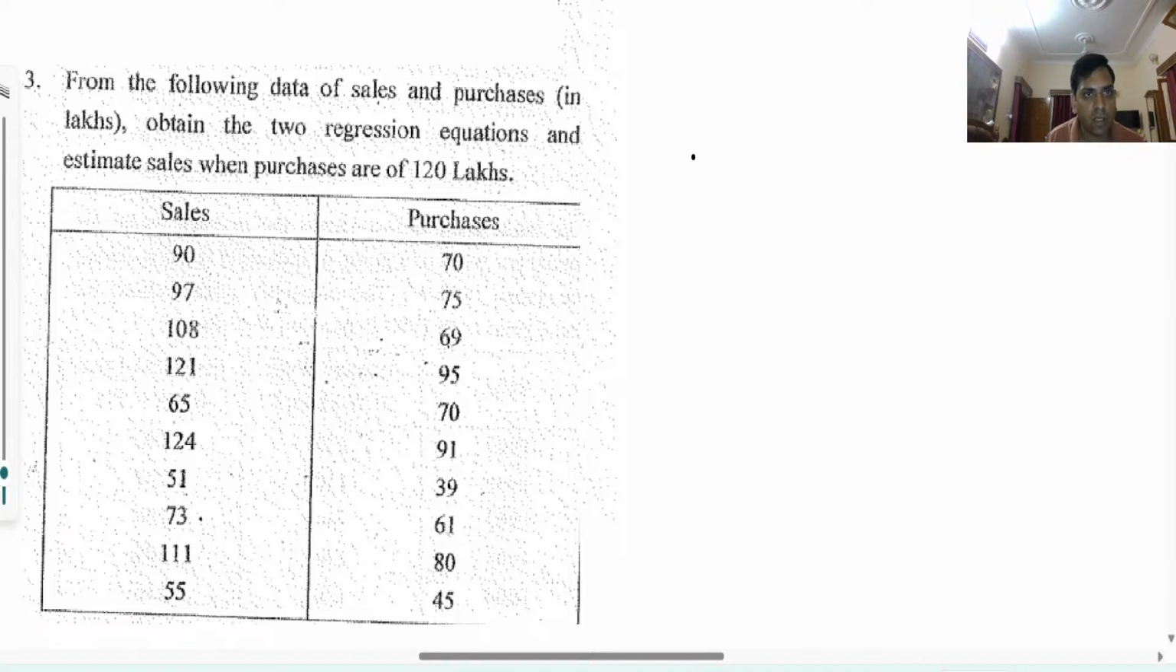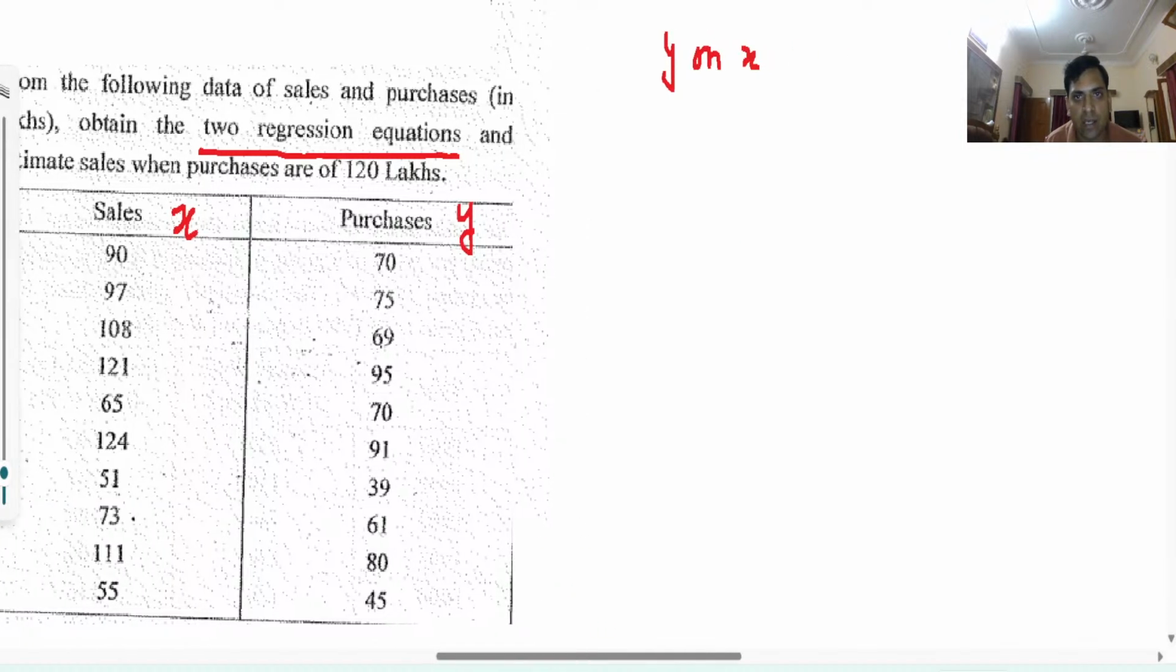So in this case, we have data of sales and purchases. From the following data of sales and purchase in lakhs, obtain the two regression equations and estimate sales when purchase is 120 lakhs. First task, always put sales as X and purchase as Y. This is a two variable case, so you need to find two regression lines: the first is Y on X and the second is X on Y.